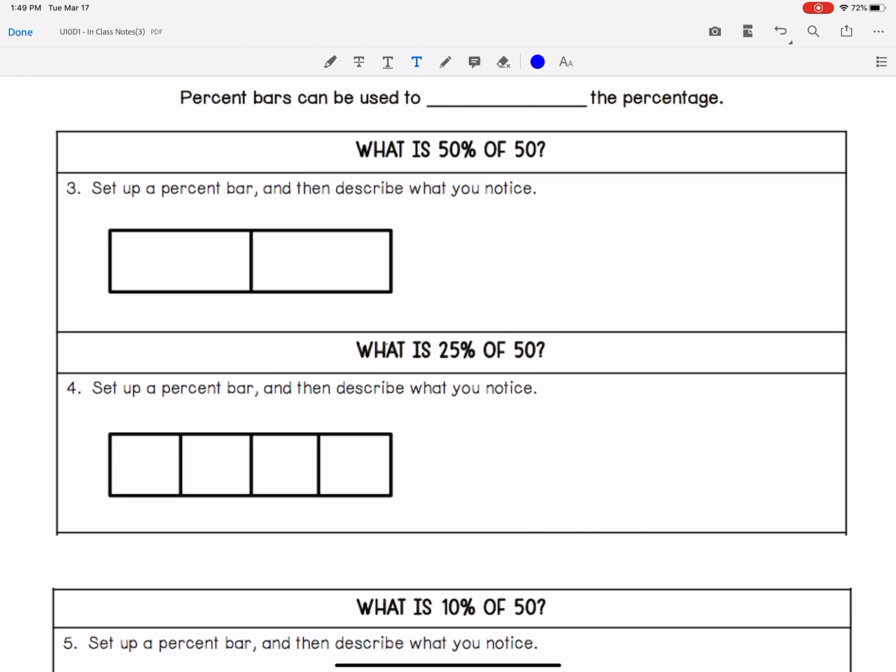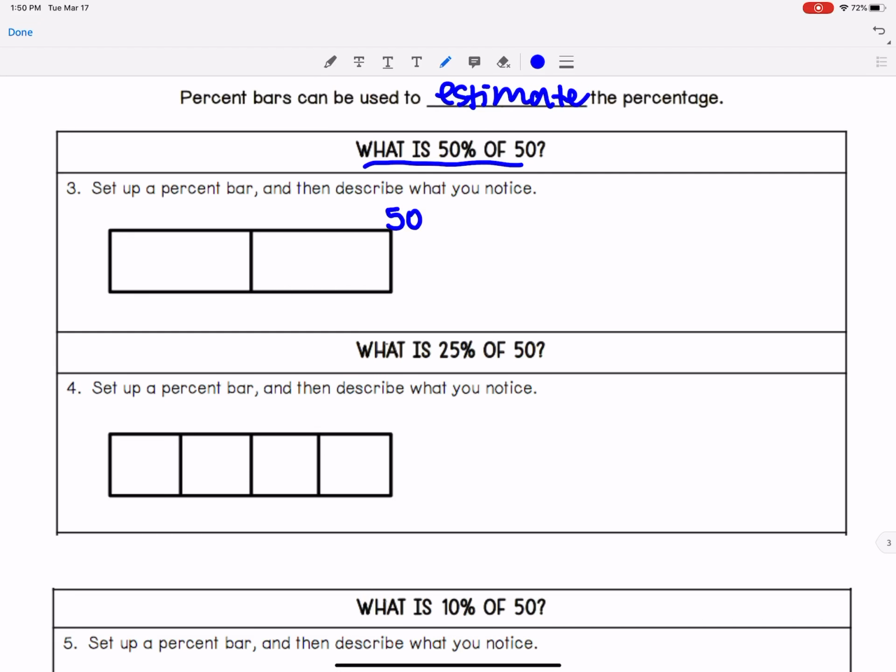Percent bars can be used to estimate the percentage. That's pretty cool. Let's go ahead and fill in here, estimate. So set up a percent bar and then describe what you notice. They're saying, what is 50% of 50? Well, I want to give you kind of a little trick here or a tip. Let's pretend I have 50 cans or 50 bottles of water.